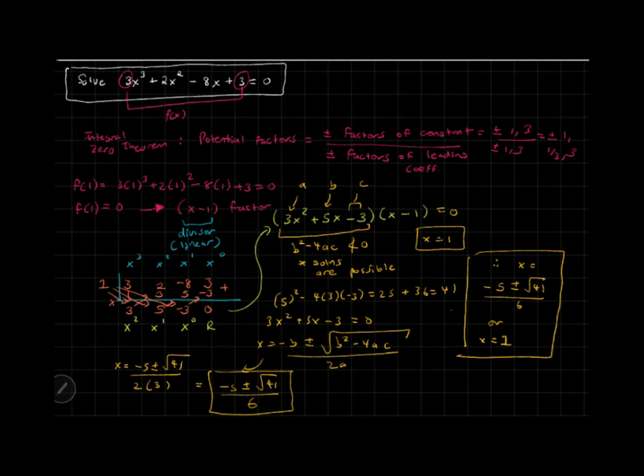So that's how we can solve our function. First you would factor this, and then you can just equate each factor to 0 and solve.